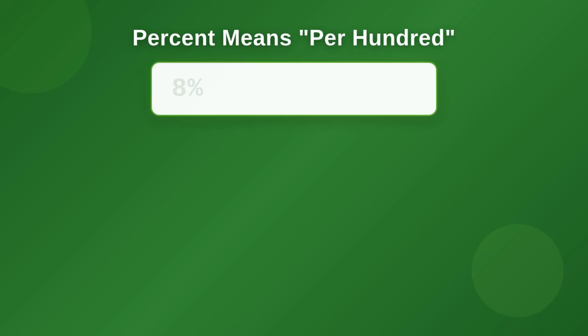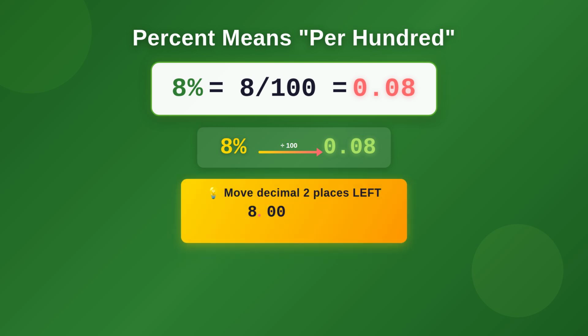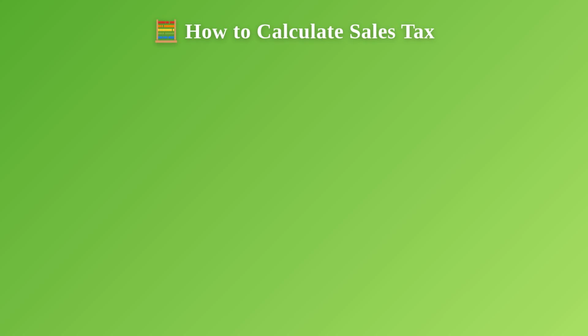Before Maya can calculate anything, she needs to understand what a percent actually is. Percent means per hundred. So 8% means 8 out of every 100 cents, or 8 pennies for every dollar. To use a percent in a calculation, we convert it to a decimal by dividing by 100. Just move the decimal point 2 places to the left. 8% becomes 0.08. That little decimal is your secret weapon for all percent problems.